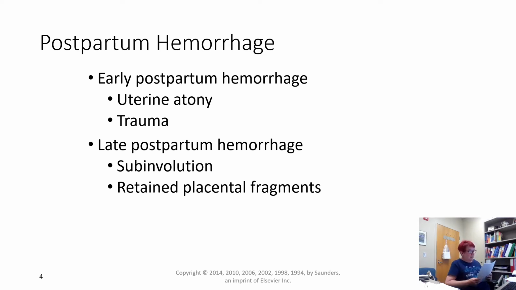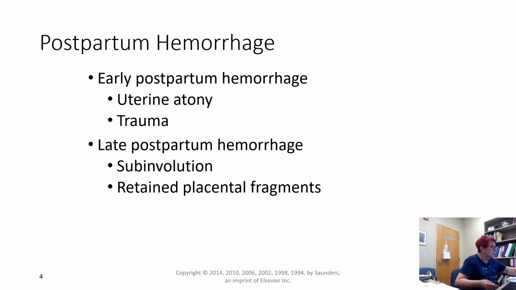And let me give you some background here. It's traditionally defined as more than 500 milliliters lost after vaginal birth, more than 1,000 milliliters after C-section. Here's something interesting. It is the leading cause of maternal morbidity and mortality. It is often unrecognized until the mother has profound symptoms of shock. All right. So we have early and then we have late, as you see here.